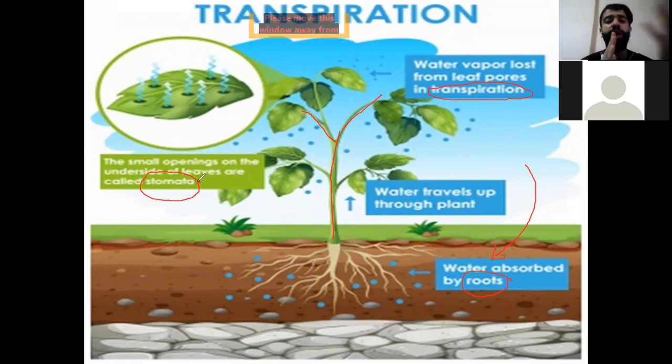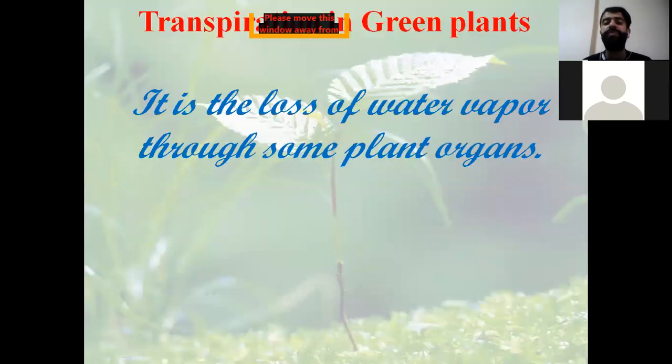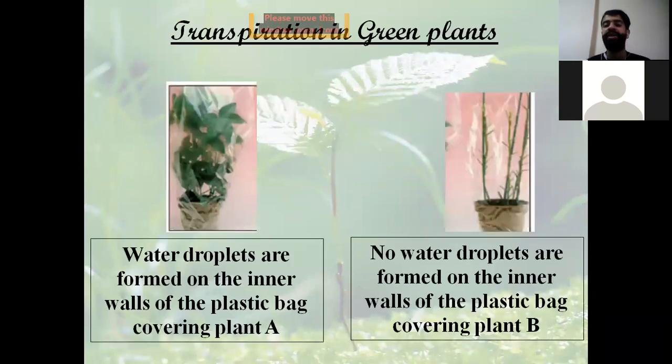How do stomata open and close? What are the factors that affect the opening and the closure of the stomata? We are going to identify this in the next session. So here, transpiration, we said, is the loss of water vapor through some plant organs. Which organs? We identified them in this experiment. We have two plants, A and B, where plant A contains leaves and plant B does not contain leaves.